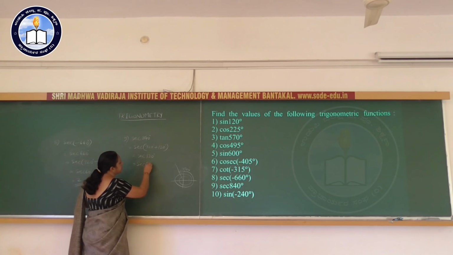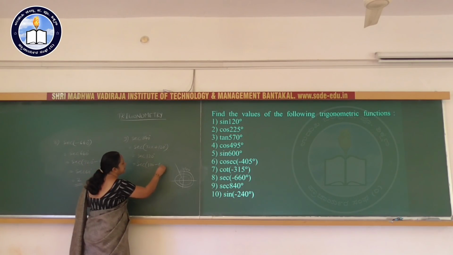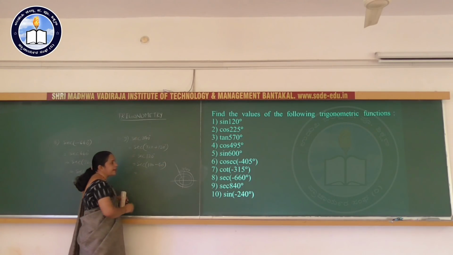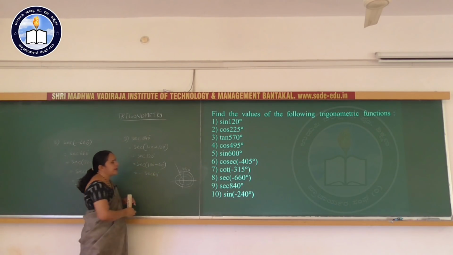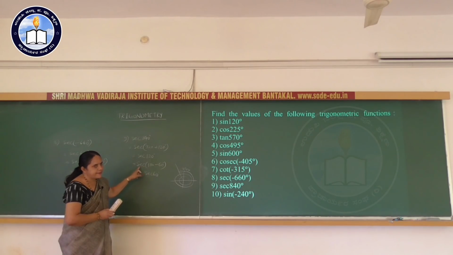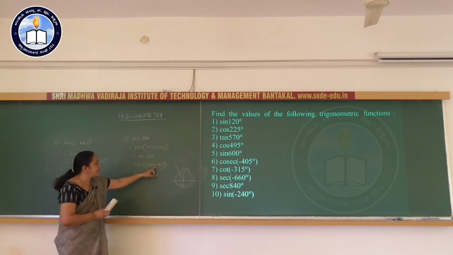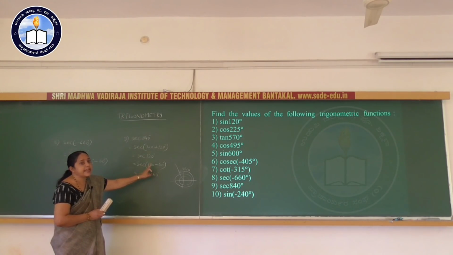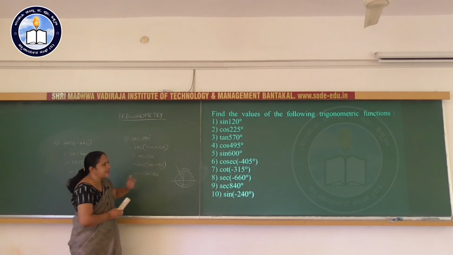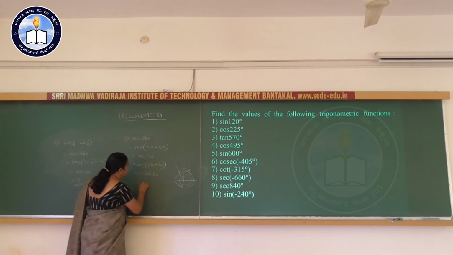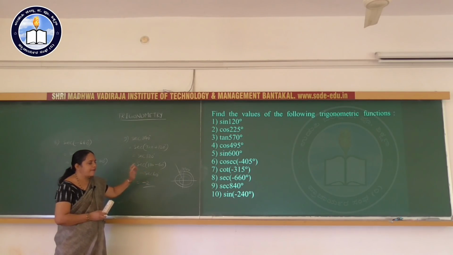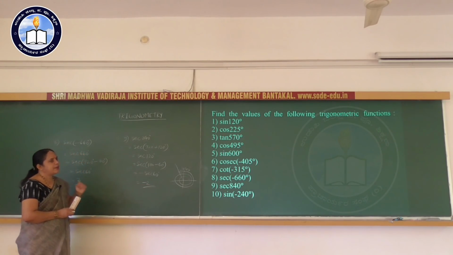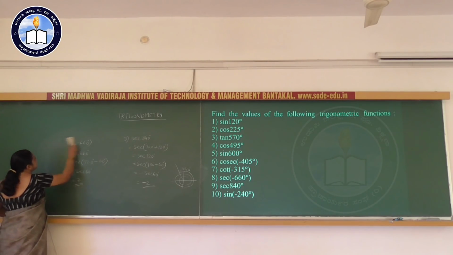But secant 120, you can write as 180 minus 60. That is equal to minus secant 60, because since it is 180 degrees, first write secant 60. Again, it's a second quadrant angle. In the second quadrant, secant is negative, so minus secant 60, answer minus 2. Cos 60 is half, therefore secant 60 is 2, and the answer is minus 2.